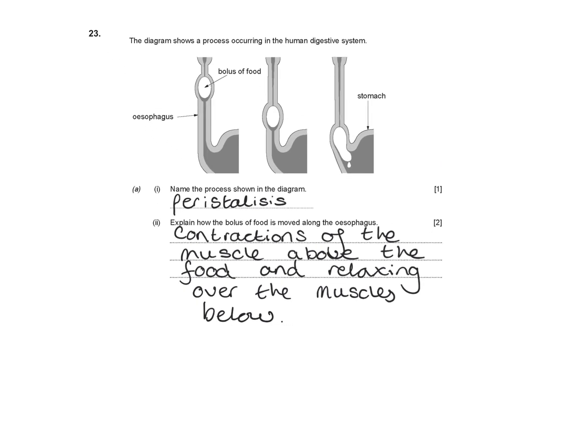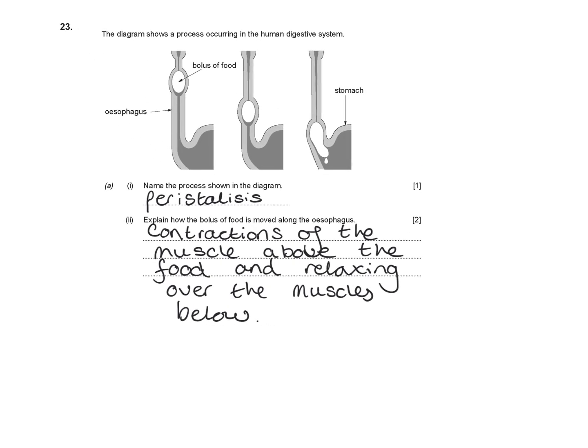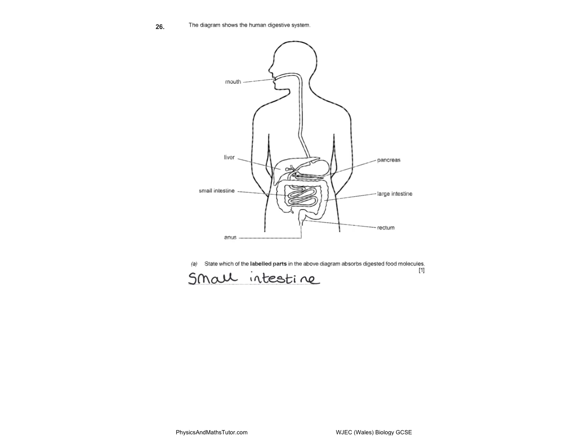Again, another question on peristalsis. Another example of it, naming it for 1 mark and then explaining what happens. So contraction of the muscle above the food forces the food down, whereas this bit of the muscle relaxes so the food can move into the open space. And then really nice last question there. State which of the labelled parts in the above diagram absorbs digested food, and that's the small intestine.